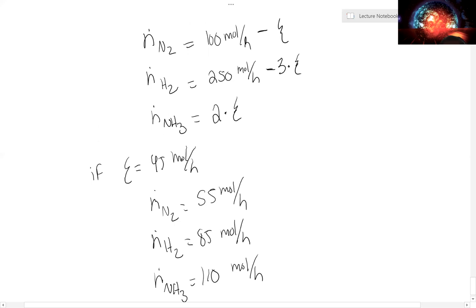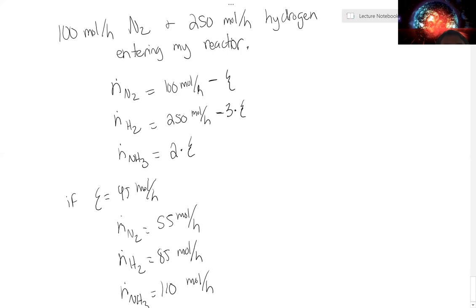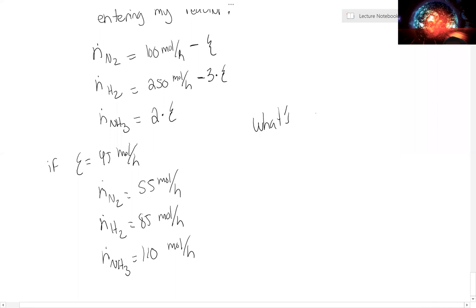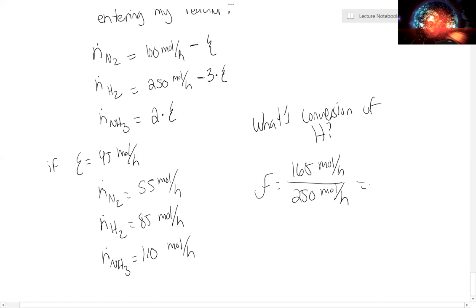And I can ask a lot of things with this type of problem, which is what makes them good problems. You know, I could say, what's my conversion of hydrogen? Either fractional or percentages, it would be up to you, but I could just say that conversion is moles consumed over moles fed, which would be 165 moles per hour over the amount of moles fed, 250 moles per hour. Which would be about 0.66 or 66% conversion of H2. Any questions on that? Are you guys comfortable with that?